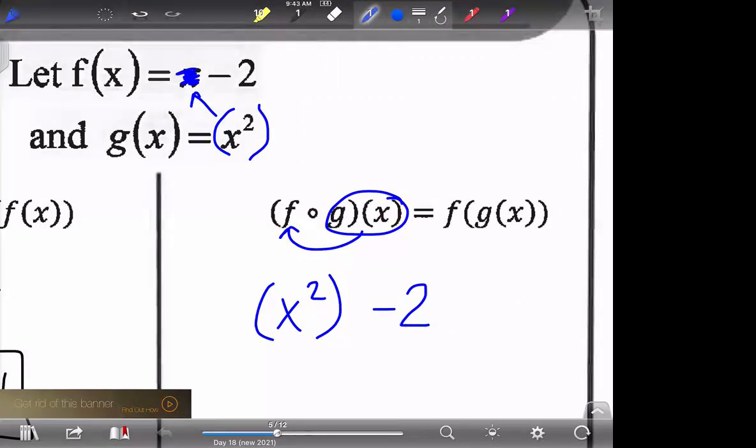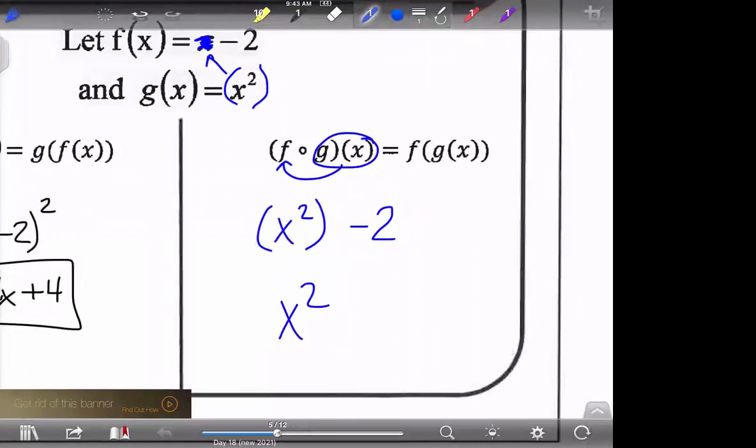For this question, I can't really do any simplification. I don't have any like terms. Your answer is just x squared minus 2. You technically wouldn't have to rewrite it. You could leave that x squared in parentheses. It just looks nicer without it.